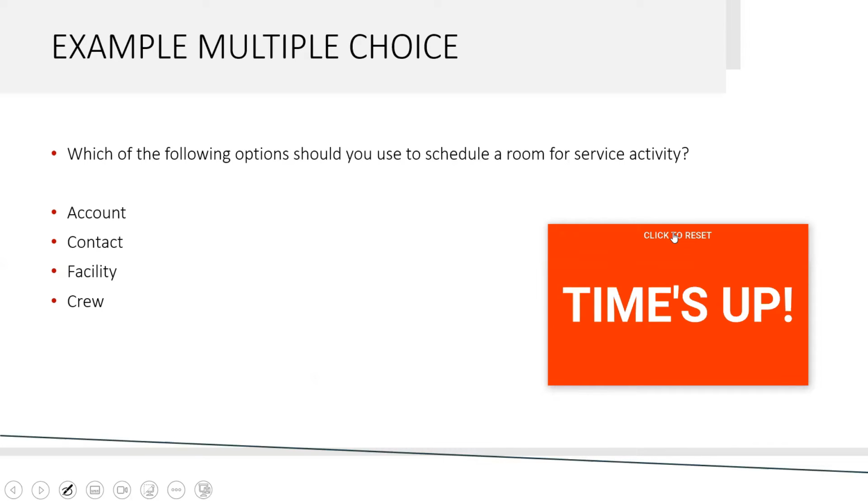Okay, so time's up now and thanks for answering the question. So the correct answer is going to be option C, facility. Inside a facility, we can define the room details from a building where the service activity needs to be scheduled.